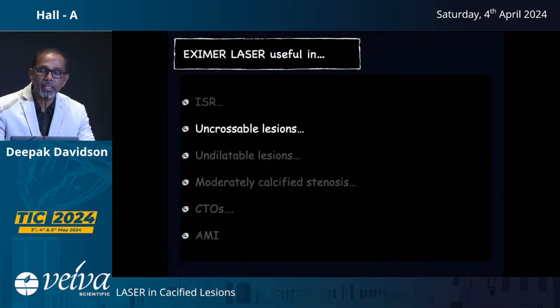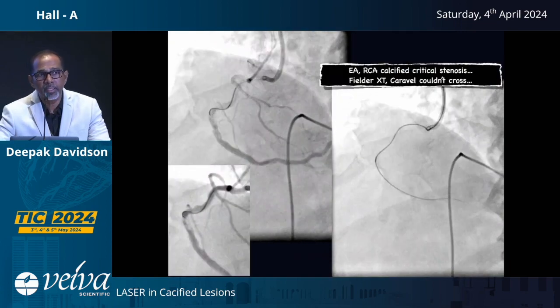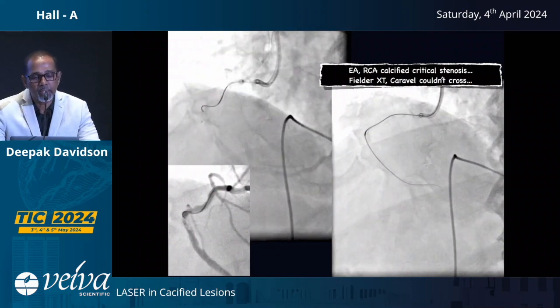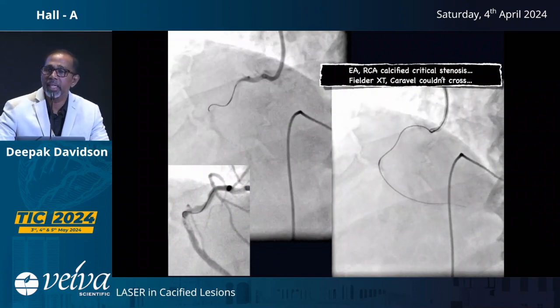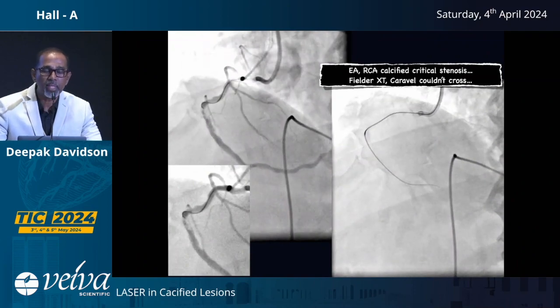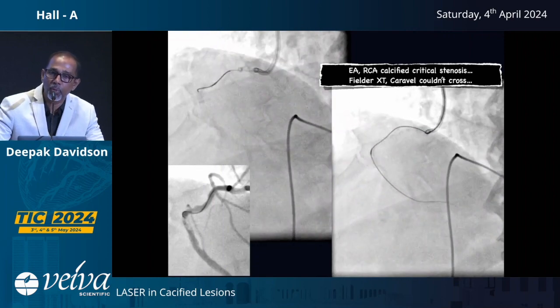Well, excimer laser is also useful in calcified uncrossable lesions. This is an example of that. This is a patient who presents with effort angina. You could see that there is a very critical stenosis in the right coronary artery, which is heavily calcified. If you look at the lower frame, you could see that it's an ugly calcification. It was extremely difficult for us to wire this particular lesion. We couldn't wire with a Runthrough wire, which is a workhorse wire.